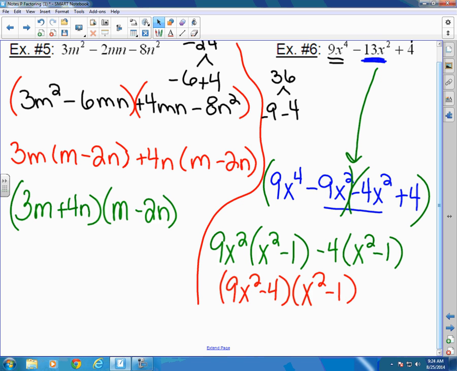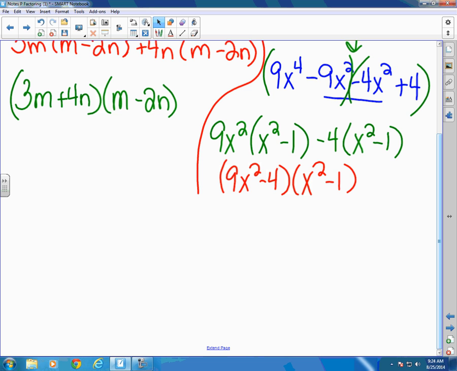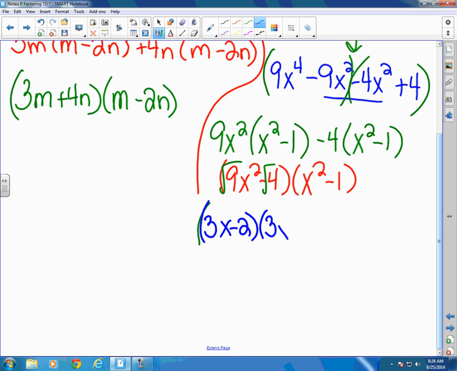If I look at the answer, you always have to ask yourself, is it factored completely? Can it be broken down any further? If you check this problem here, 9x squared minus 4. 9 is a perfect square as well as 4, and it's a difference. So this is a difference of perfect squares. It's a binomial. It can be factored further. If I take the square root of both of these, I would end up with 3x minus 2 and 3x plus 2.